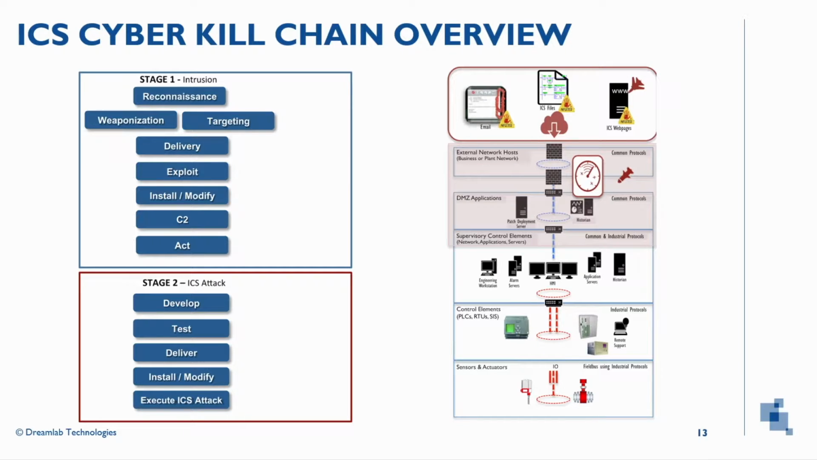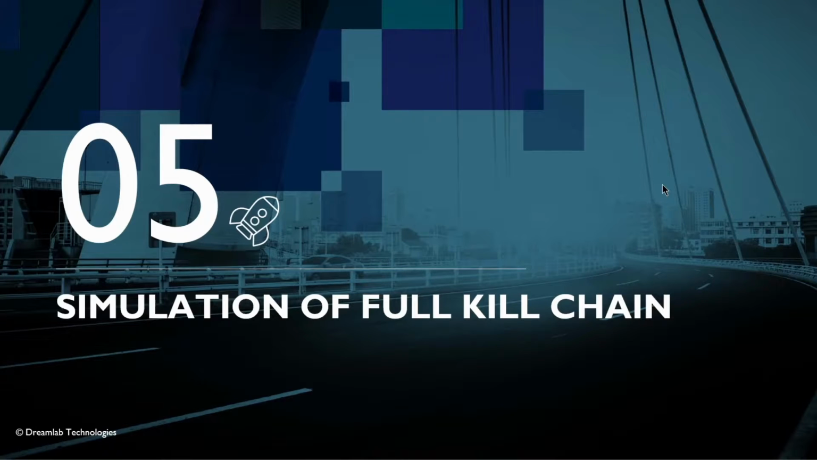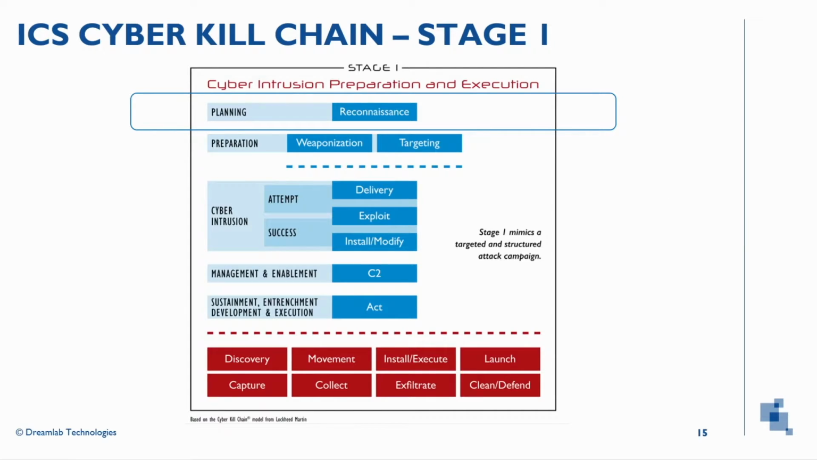So, the ICS cyber KillChain consists of two phases. The first one is intrusion, which consists in the intrusion preparation and execution, also known as IT. And the second one is attack, ICS attack, and development and execution, also known as OT. So let's see what these steps are.